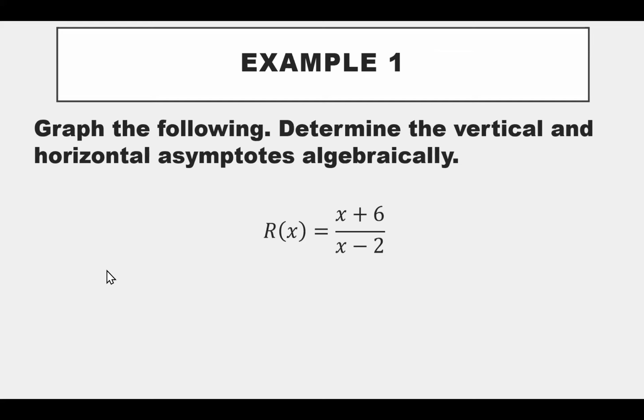Let's take a look at this example. We have a rational function, which is a linear function divided by another linear function. We have x plus 6 divided by x minus 2. We're going to determine the vertical and horizontal asymptotes algebraically, and then we will graph the function and see if it matches up.